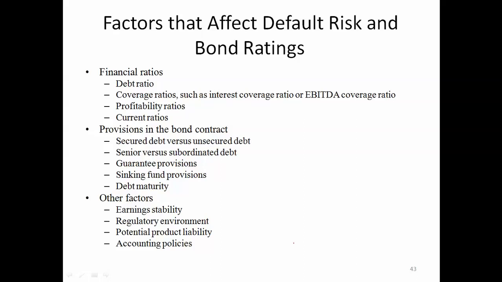Provisions in the bond contract. So, for example, if the bond is unsecured, then it's considered to have higher risk and therefore lower ratings. And other factors, for example, the company's earnings stability and potential product liability, they affect the company's profit and earnings. So these factors affect the issuer's ability to pay back the debt in the future. Therefore, they affect the issuer's default risk and bond ratings.